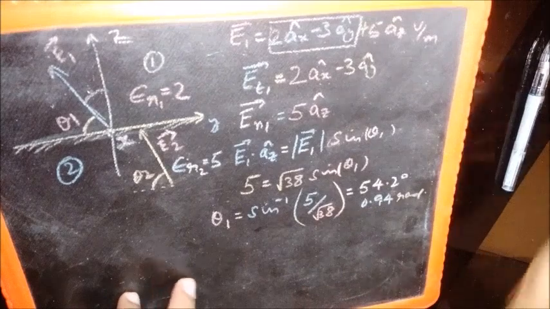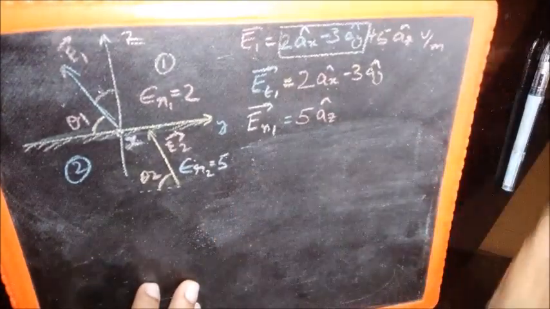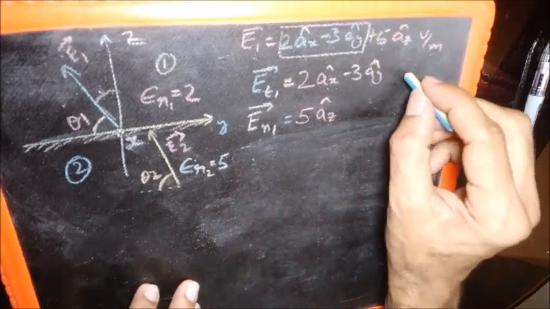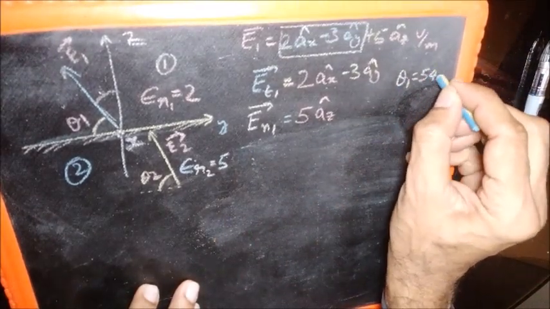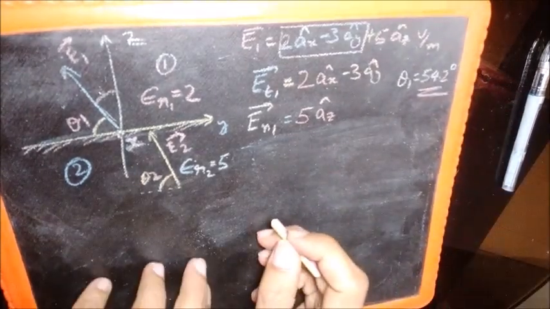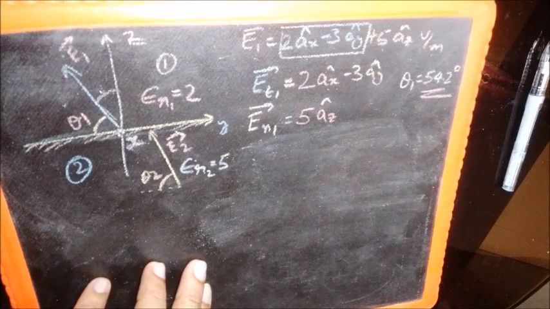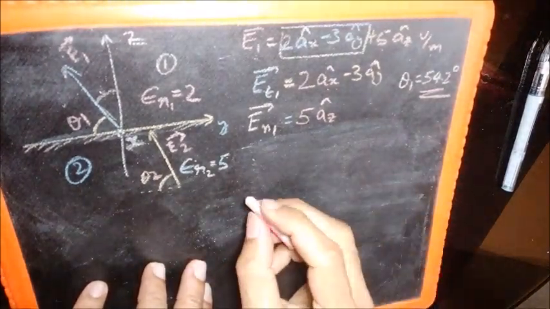Now that we have theta 1 with us, I will write down the answer here. Theta 1 is 54.2 degrees. Now we move on to find D2. So if you have E2, you can find out D2.